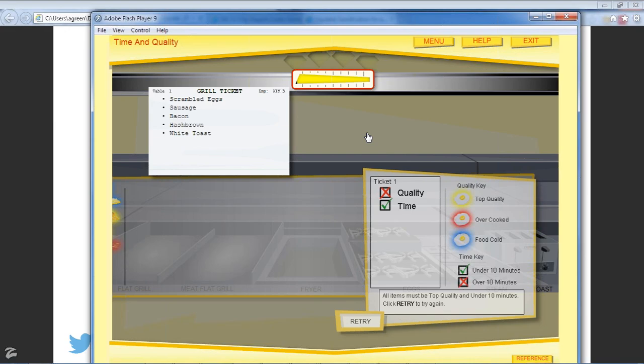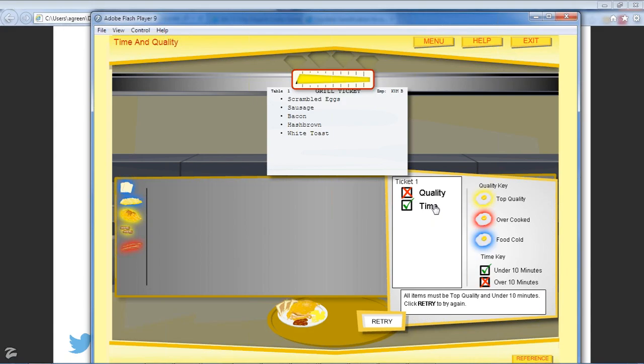But in this lesson, you're going to practice the timing of food preparation to make sure hot food is served hot and that each ticket is sold in less than 10 minutes. There's my challenge. Use the reference section to review cook times before you start. In the past you might have sent somebody through to learn all about the different cook times, but instead, just go ahead and try it.